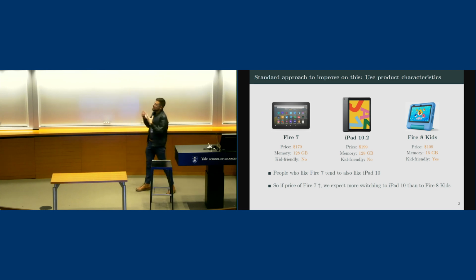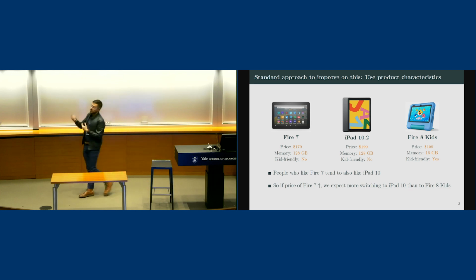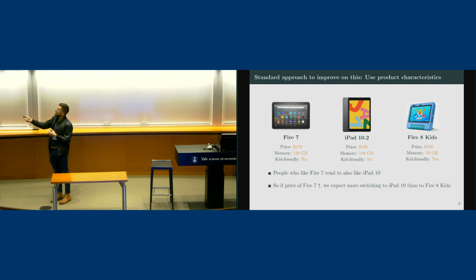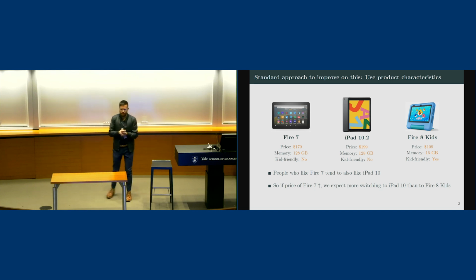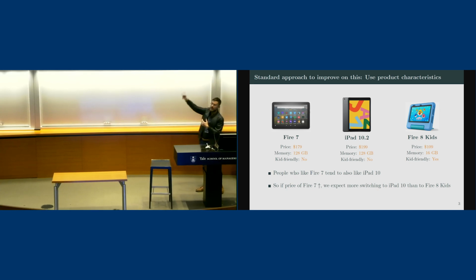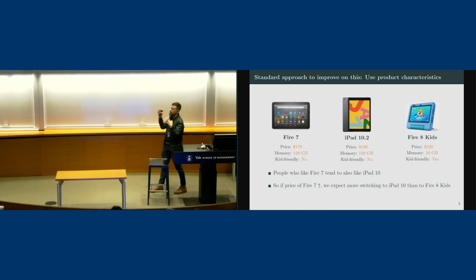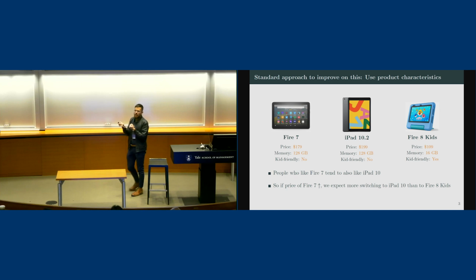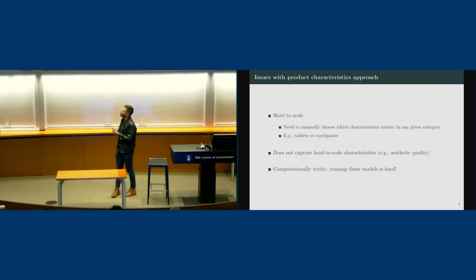And if we do this, then a model like this would tell us correctly that as the price of Fire 7 goes up, we would expect more people to switch to an iPad 10, which is a relatively similar product, relative to Fire 8 Kids, which is quite a different product. So this is the kind of predominant approach in demand estimation right now. So basically collecting data on product characteristics and using this data to understand how people switch from one product to the other as prices vary.